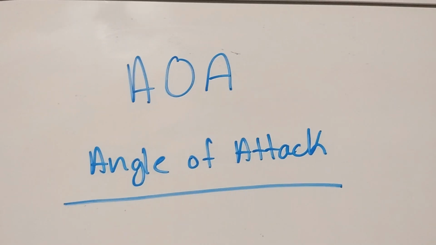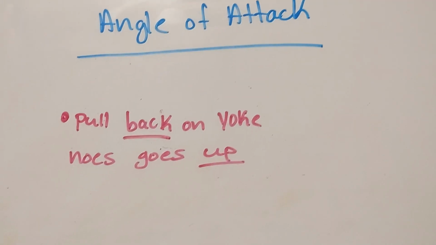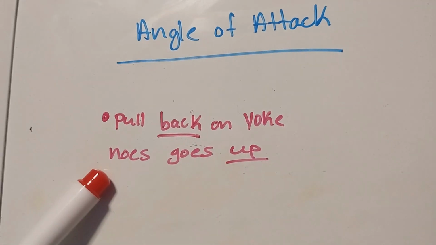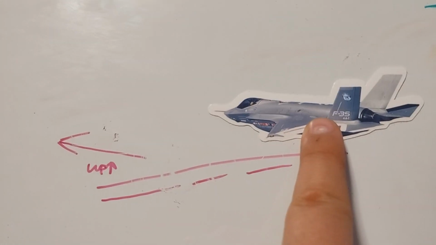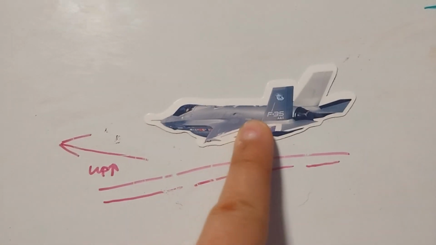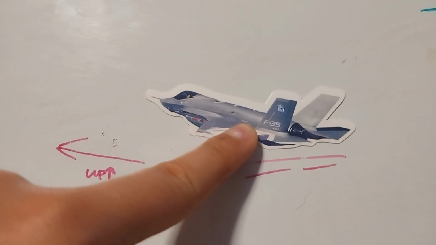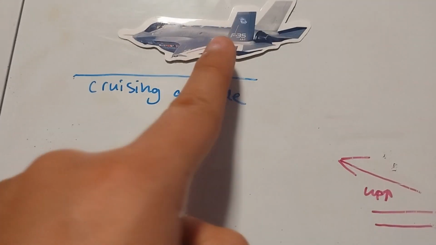Okay, so the next portion is called the angle of attack. Short for it is AOA. So basically, when you pull back the yoke or the controller, the nose goes up. To show you what it looks like, let's say you're on the runway, you're taxiing, until you reach that speed. You pull back on the yoke, that's going to cause the airplane to go up, right? You're going to keep on going up, up, up until you reach a desired cruising altitude.